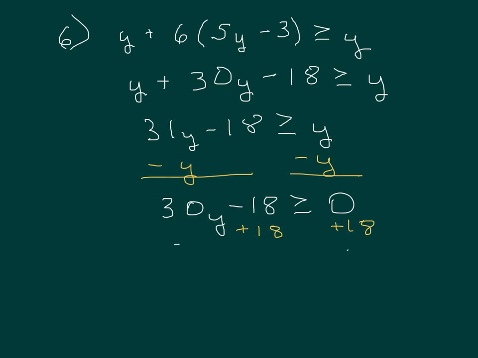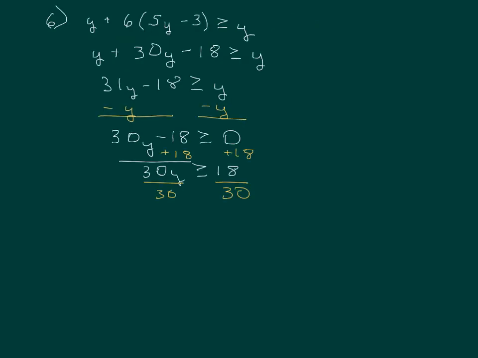And that gives us 30y is greater than or equal to 18. And then we divide both sides by 30 to get y by itself. And we get y is greater than or equal to 18 over 30. And then we reduce that by taking 6 out of the top and bottom. So 18 divided by 6 is 3, and 30 divided by 6 is 5. So we get y is greater than or equal to 3/5.